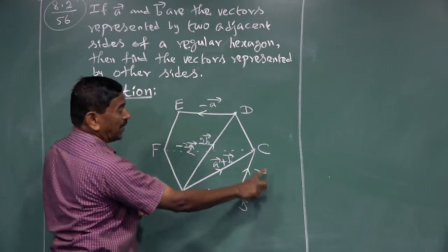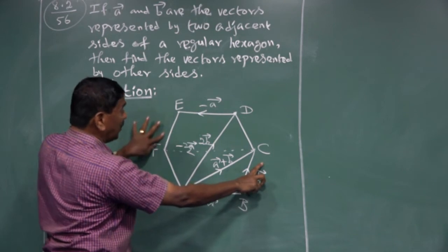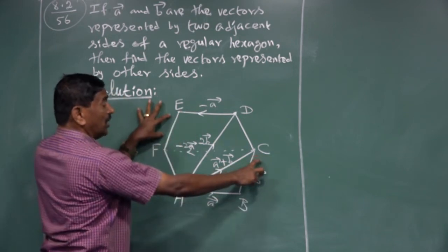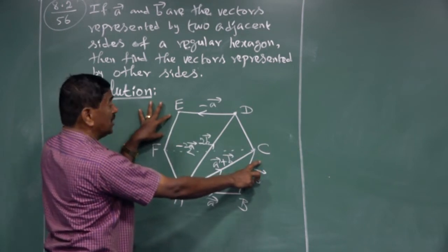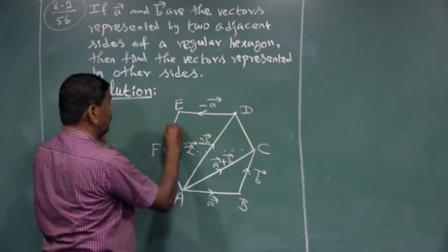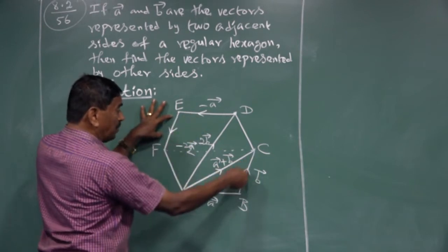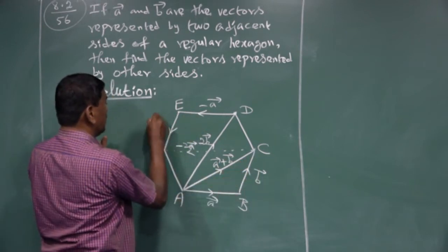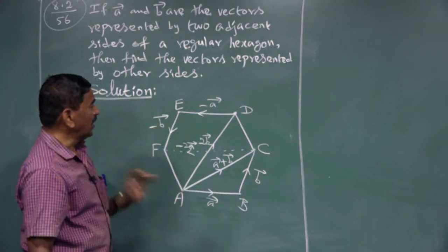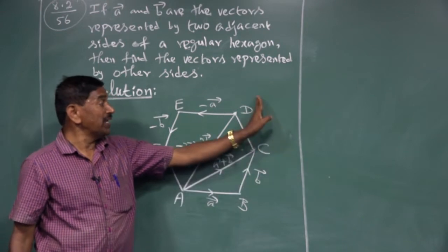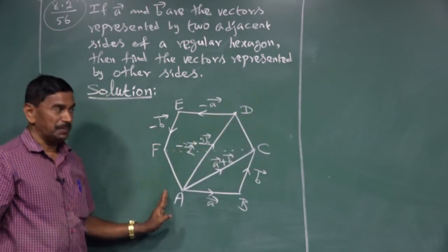Next, comparing BC vector and EF vector. Here, BC vector and EF vector are equal in magnitude but opposite in direction. Therefore, EF vector is equal to minus B vector. Next we want to find the remaining 2 sides, CD vector and FA vector.